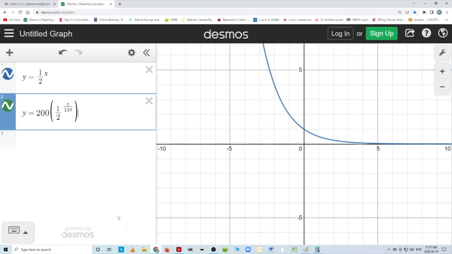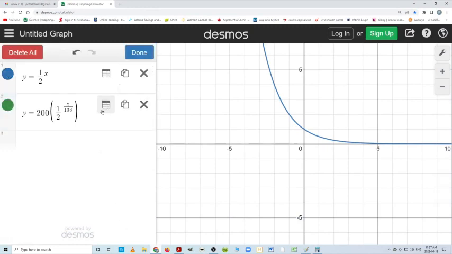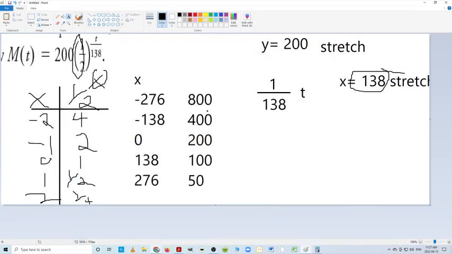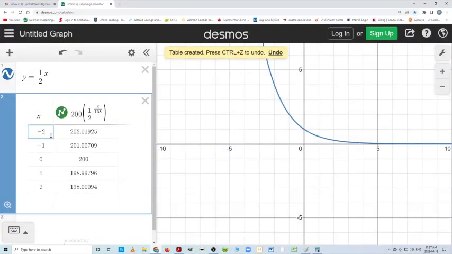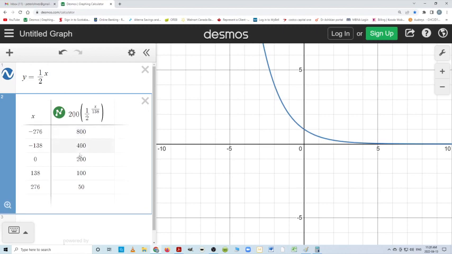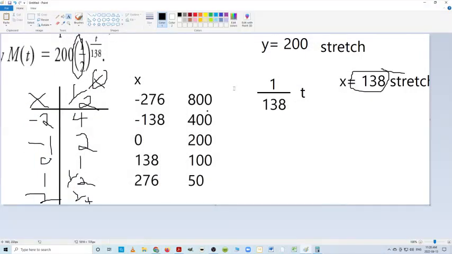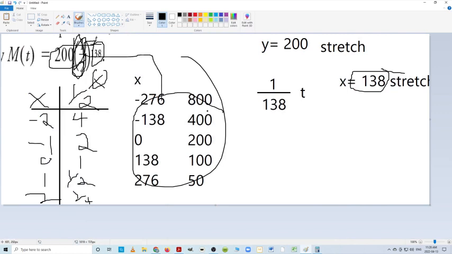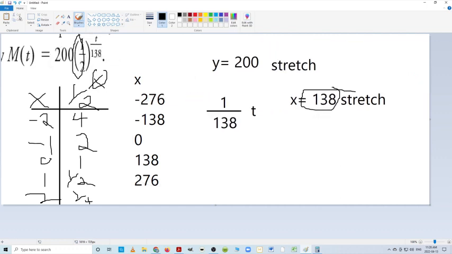Yeah, that's how they've written it. And now if I pull up the chart for this and I put in those exact values of x, minus 276, minus 138, 0, 138, and 276, look at my values of y, exactly as we transform them. So you can see that if you know your base parent function, you can then use your rules of transformation to essentially plot a graph. Very useful skill and something you should get used to.